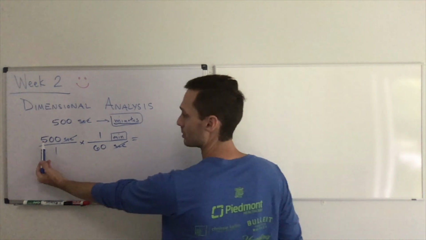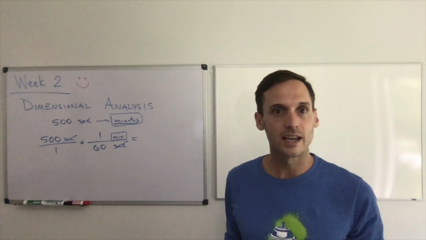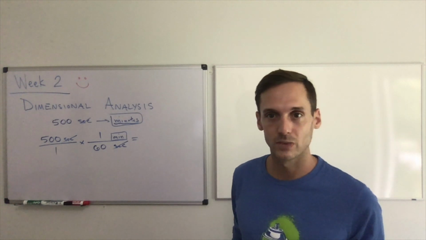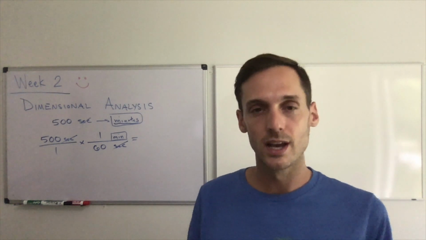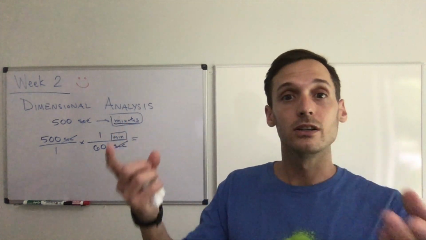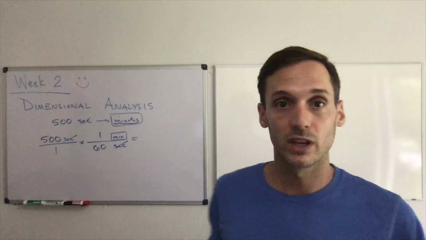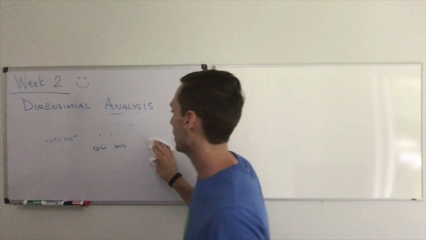You would end up just doing 500 divided by 60, and that would get you your answer. That's pretty simple, but it shows you the concept of using the fractions in order to cancel out units that you don't want and bring in new units that you do want. Okay, so let's do a little bit of a tougher problem.